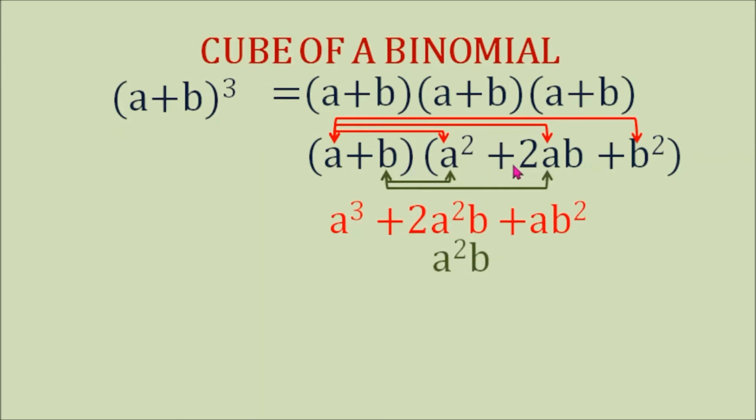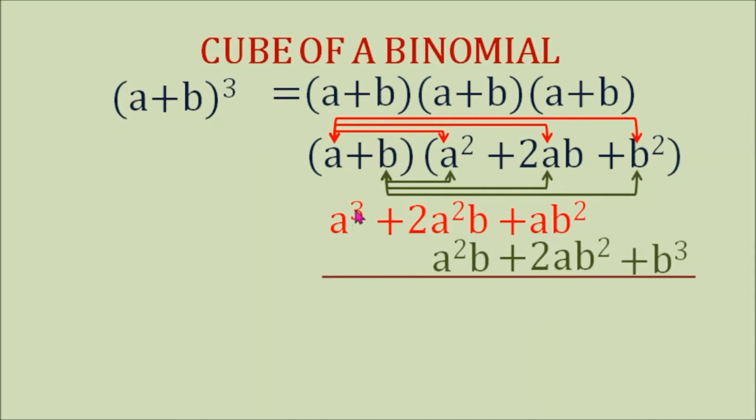Then b times 2ab equals 2ab squared. Again, I write 2ab squared here because these two terms are similar. Then b times b squared equals b cubed. Then we are going to add, so a cubed by itself, then 2a squared b plus a squared b equals 3a squared b, then ab squared plus 2ab squared equals 3ab squared, then bring down b cubed.